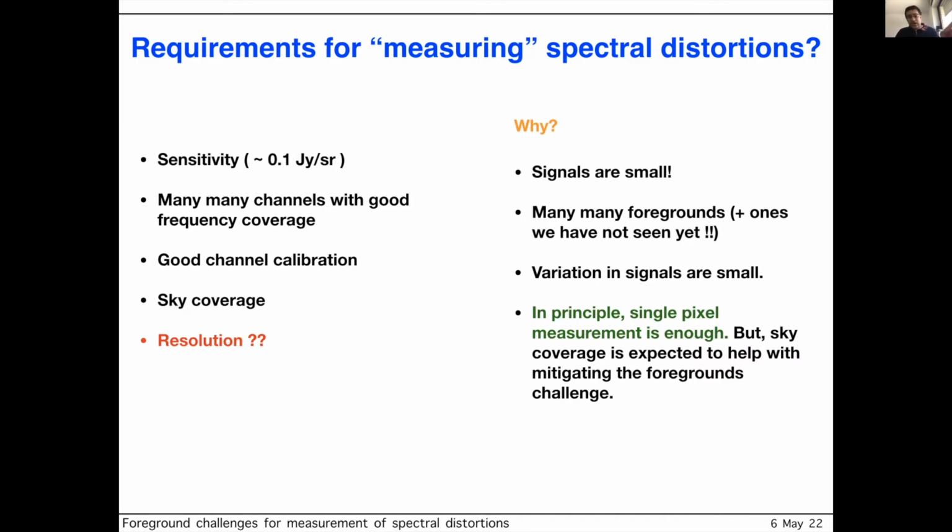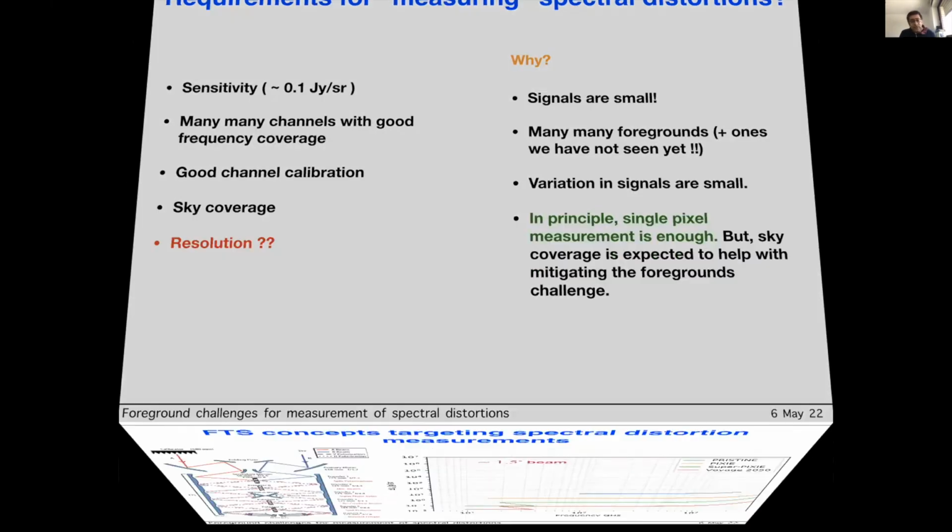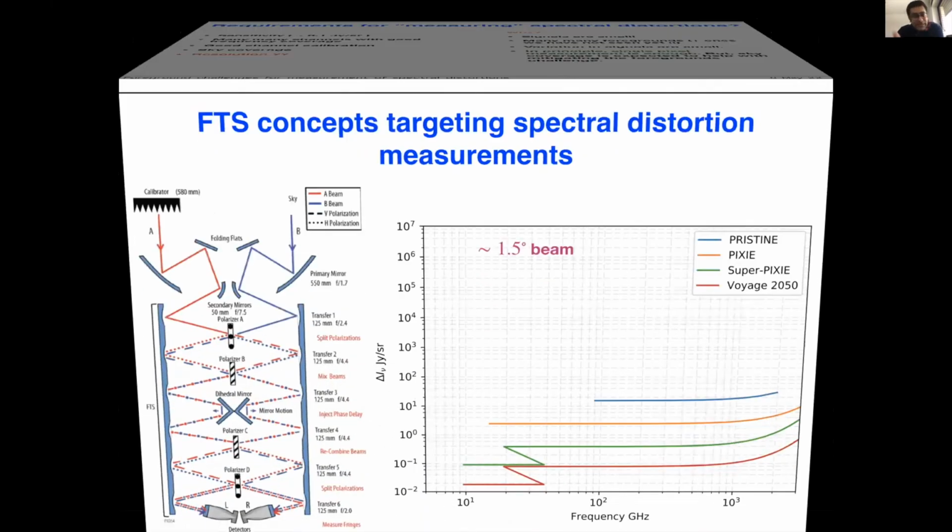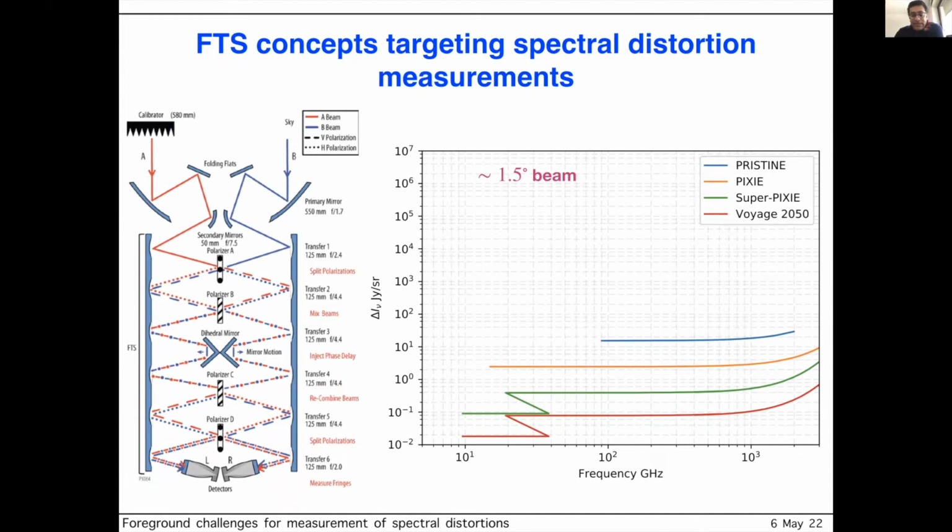Okay, 1.5 degrees beam. So like I said, most of these FTS concepts, these are the kind of sensitivities of the experiments which have been planned, proposed, and not been particularly successful are what I show here. But all of them are targeting these frequency coverages at these characteristic sensitivities and a 1.5 degree beam.